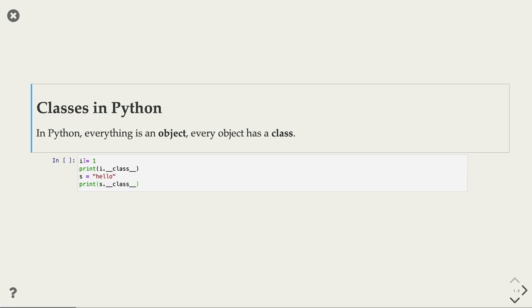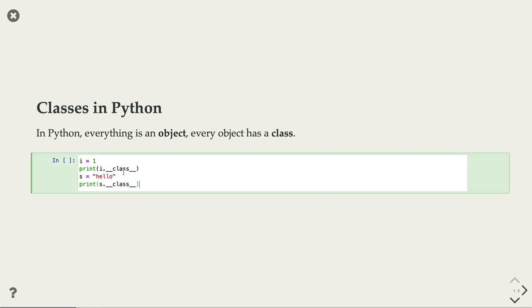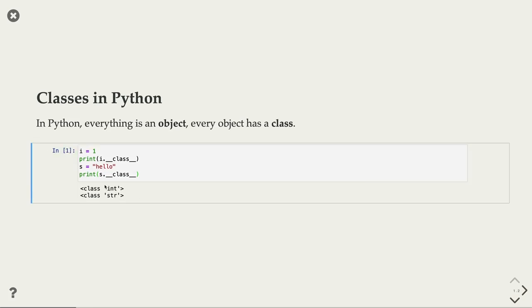So here, I'll create an integer i, and I can print its double underscore class. We'll get into these double underscore attributes and methods a little bit later. And s is a string, and I can print s's class. Anytime you have an object, you can always find out what class that object has, and then you can look into things about that object later.